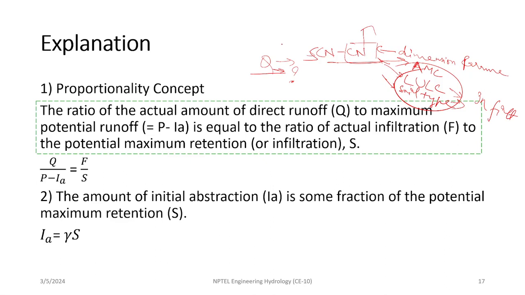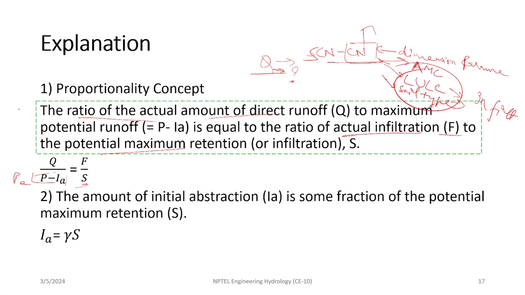But what is the basic assumption that was involved? You can see that this is the ratio of the actual amount of direct runoff, Q upon P minus IA. P minus IA, you get a direct idea that if we subtract IA from precipitation, we get the excess PE, that is excess rainfall. Now it will be equivalent to the ratio of actual infiltration, which we call F, to the potential maximum retention, which is S. Got it?